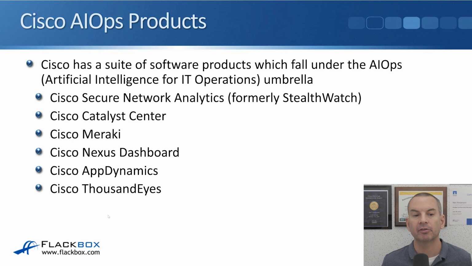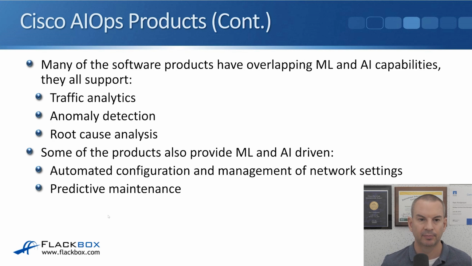I've already covered Cisco Catalyst Center and Cisco Meraki earlier in the course about what they do. So in this lecture, I'll just explain what their AI features are. For all of the other software products, we haven't spoken about them yet, so I'll give you a quick overview of what that software product does, and then I'll cover what their AI features are as well.